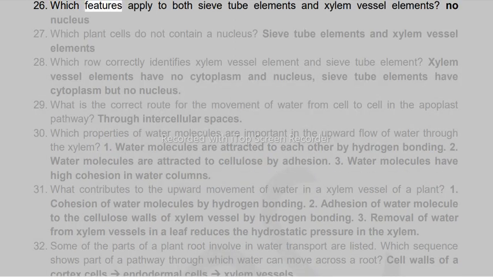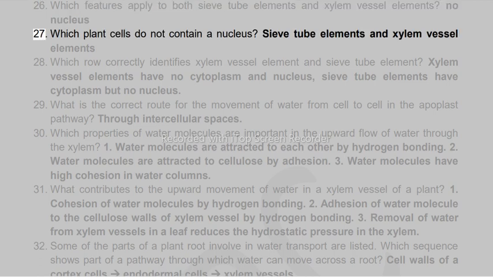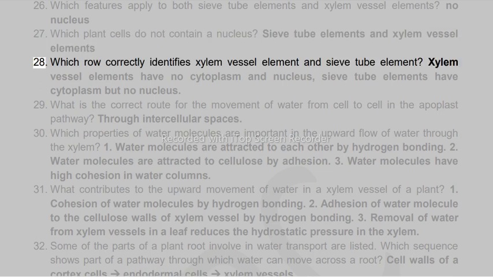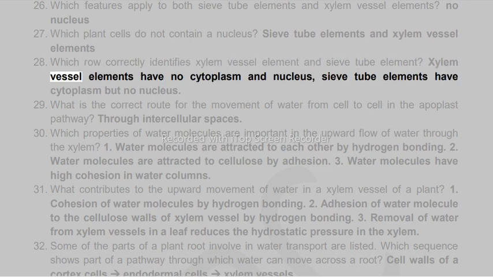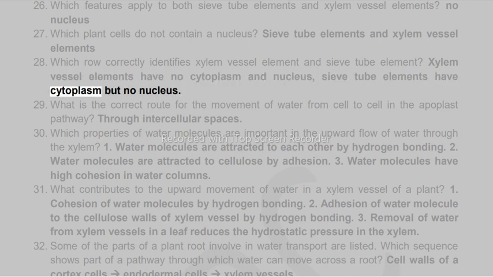26. Which features apply to both sieve tube elements and xylem vessel elements? No nucleus. 27. Which plant cells do not contain a nucleus? Sieve tube elements and xylem vessel elements. 28. Which row correctly identifies xylem vessel element and sieve tube element? Xylem vessel elements have no cytoplasm and nucleus, sieve tube elements have cytoplasm but no nucleus.